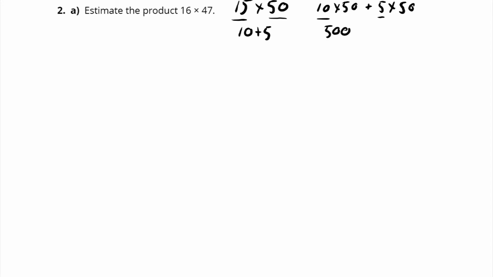Another question, we're asked to estimate 16 by 47. For that one, I'm probably going to look at 15 times 50. To do 15 times 50, that's the same as saying 10 times 50 plus 5 times 50, because 15 can be broken out to be 10 plus 5. So I've got the 10 and the 5, and they're both being multiplied by 50. So 10 times 50 is 500. 5 times 50 is 250. Adding them together, I come up with an estimate then of 750.